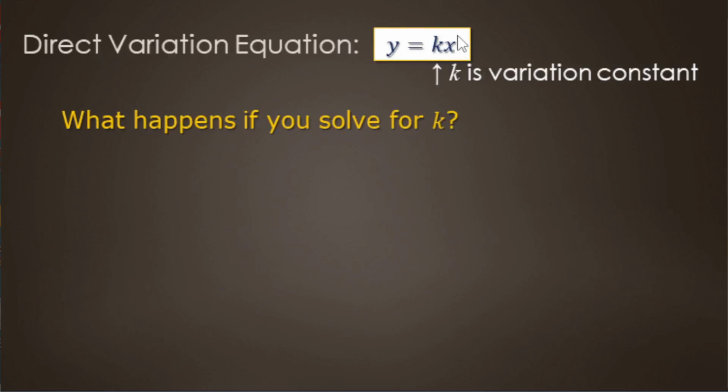Okay, taking a step off to the side here. Remember, here's our direct variation equation. We're going to be looking at more abstract ideas, not so much real world type activities. So y equals kx. Remember that k is your variation constant or constant of variation. So what happens if we solve for k? Get k by itself. We have y equals kx, and we want to get k by itself.